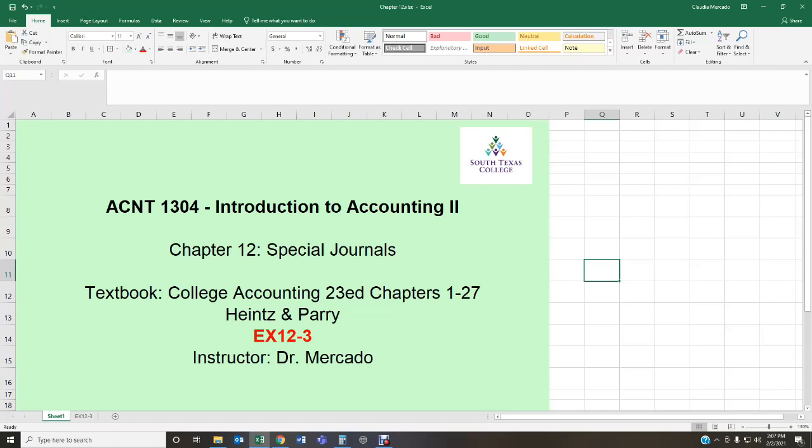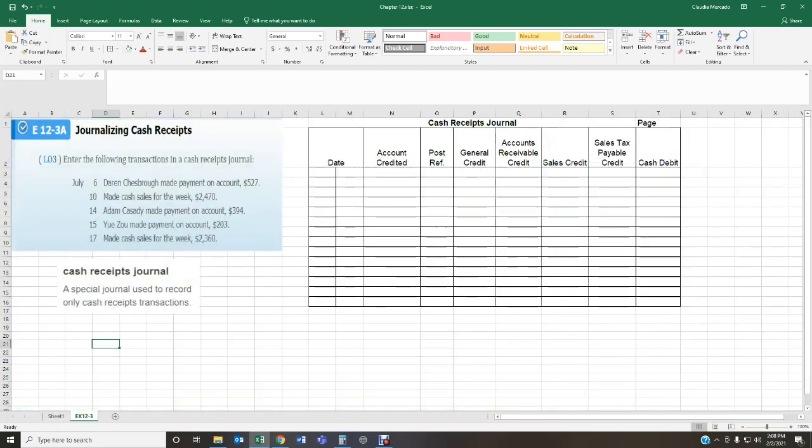I've given you a little bit of a mixture of the different types of journals, that way we can practice. In this lecture, I am going to go over exercise 12.3. Exercise 12.3 deals with journalizing cash receipts. They're asking us to enter the following transactions in a cash receipts journal, and they give us 5 transactions for July.